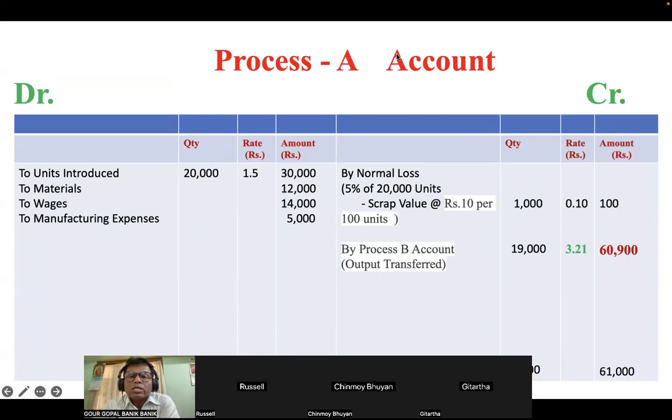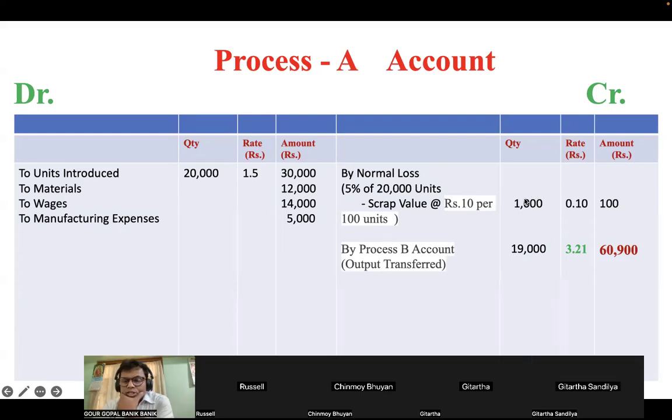Gitarto has joined again. Okay. So we are getting 100 rupees scrap value from process A by selling 1,000 wastage units, and the rate was given in the question. Now nothing more you have to do here. This is done. Now you transfer this to process B.